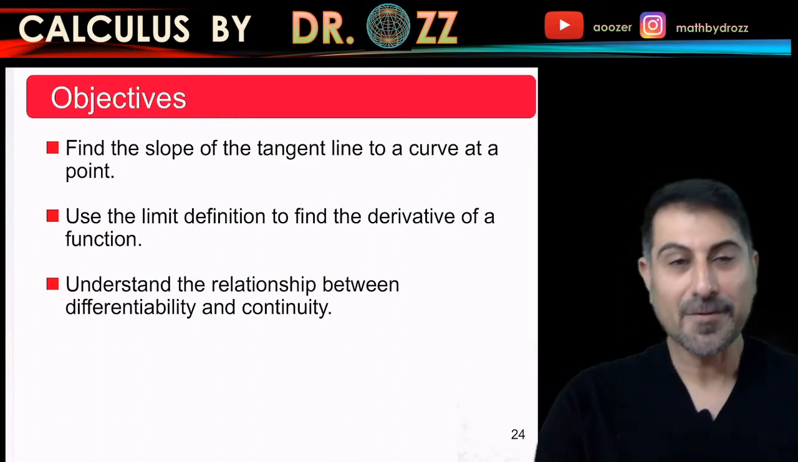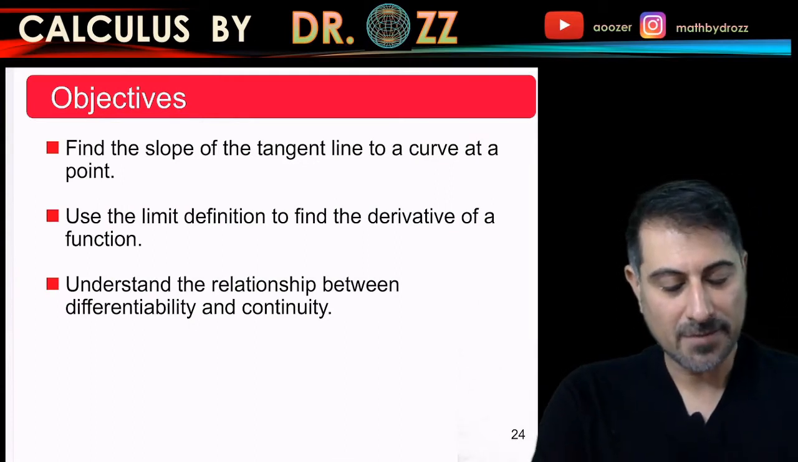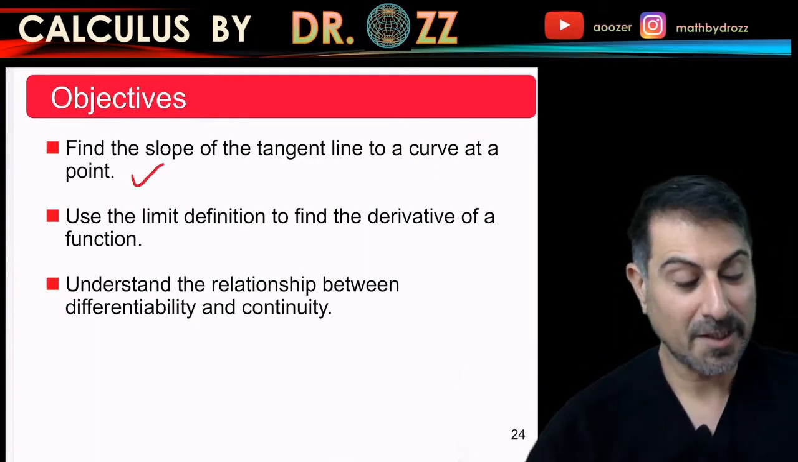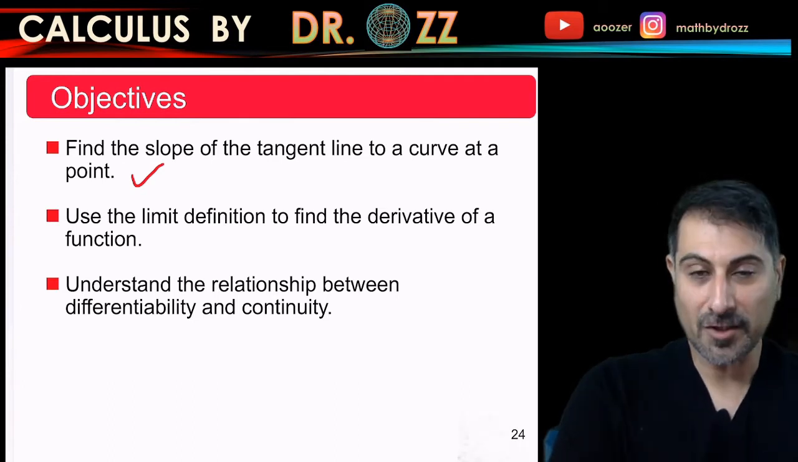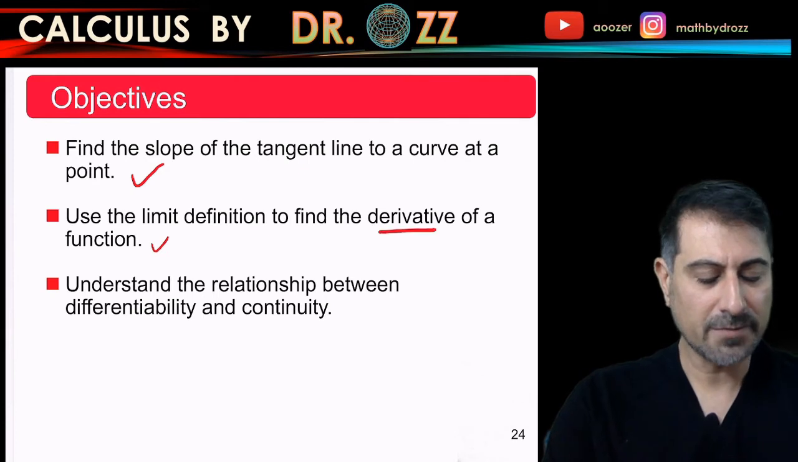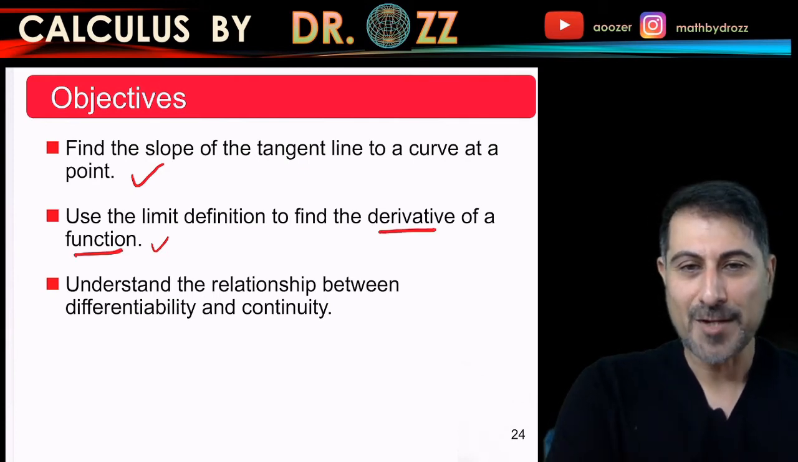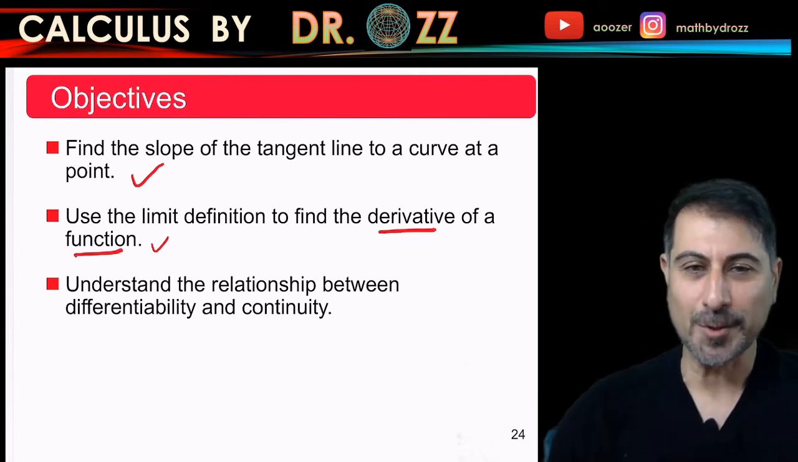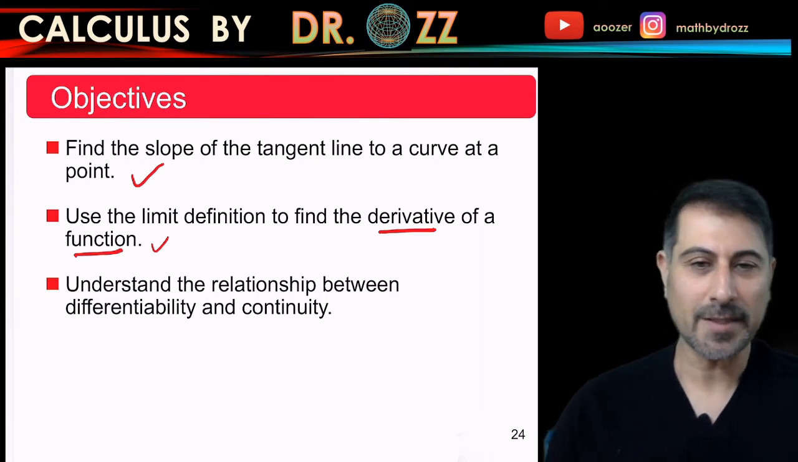All right, in the first video in this series, we tried finding the slope of the tangent line to a curve at a point by using the limit process. Then we used the same definition to define the derivative of a function. So now we're going to try to understand the relationship between differentiability and continuity.